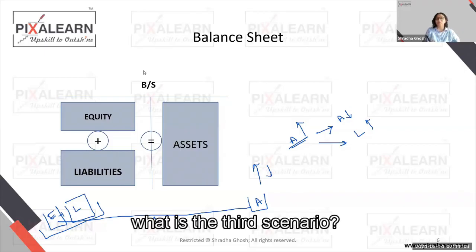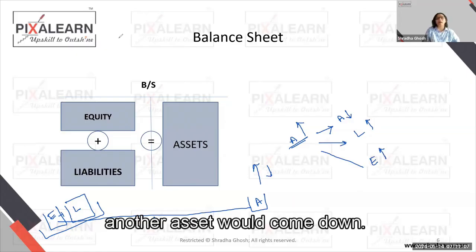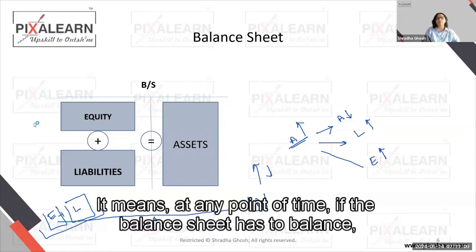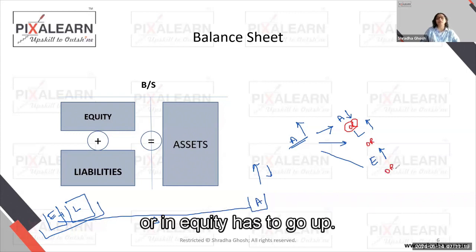What is the third scenario? Very good. So it's either another asset would come down. That means at any point of time, if the balance sheet has to balance, either another asset has to come down, or a liability has to go up, or an equity has to go up. Now think of examples, guys.